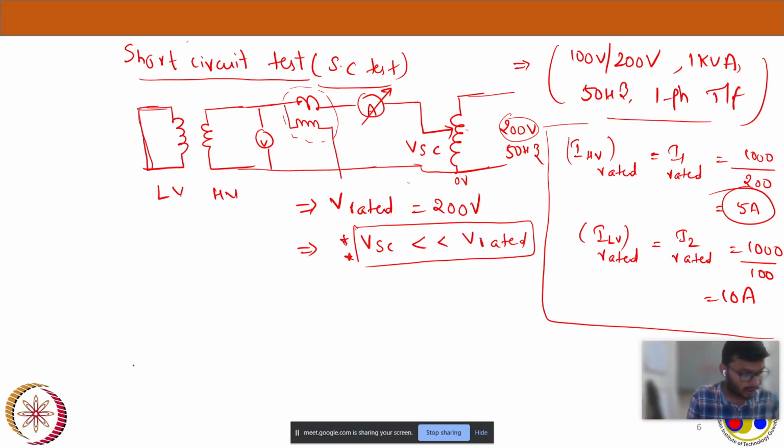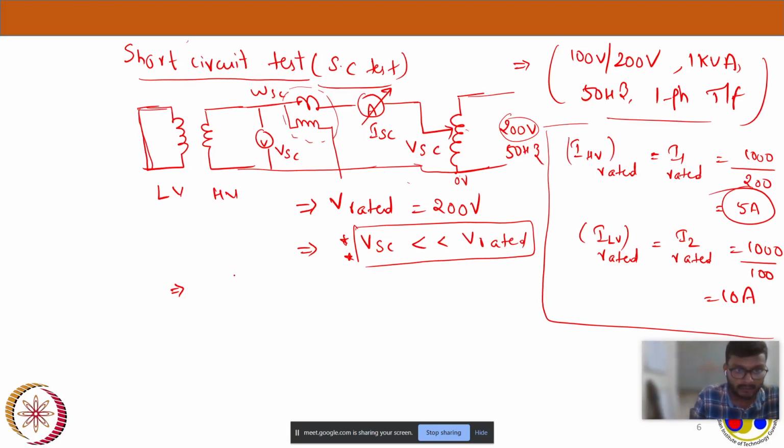See, now in this case, this is ISC and this is VSC, and my wattmeter will read WSC. Now this ISC is nothing but my high voltage rated current. In this case it is 5 amps, and VSC, I don't know, some voltage which is very much less than 200 volts, that helps me to generate the ISC.